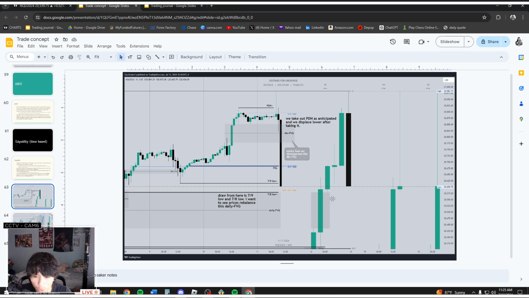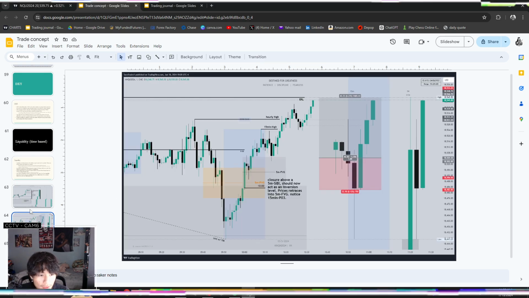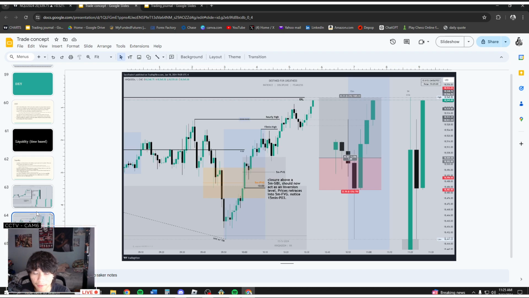And not only are we rebalancing a daily fair value gap here, which is the idea of this trade, but we're also taking out July 9th's low, July 8th's low, and rebalancing that fair value gap. On this example, this is a 1 minute chart.